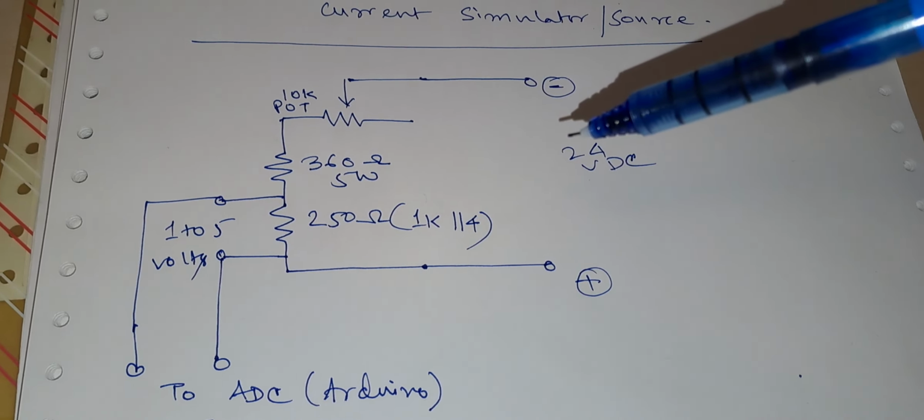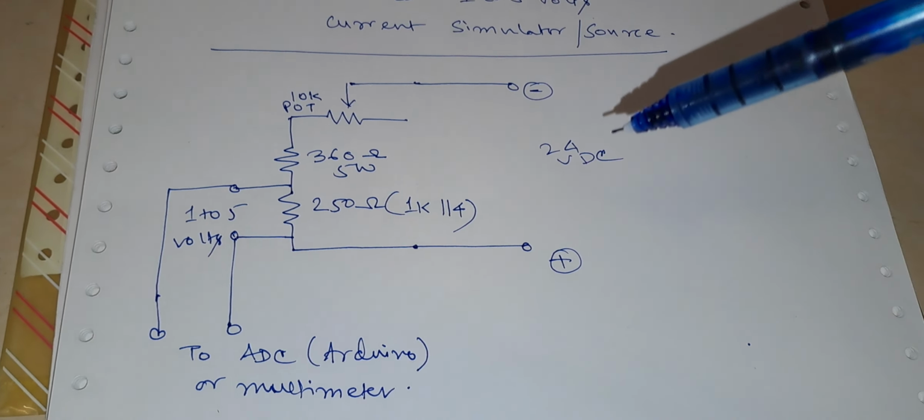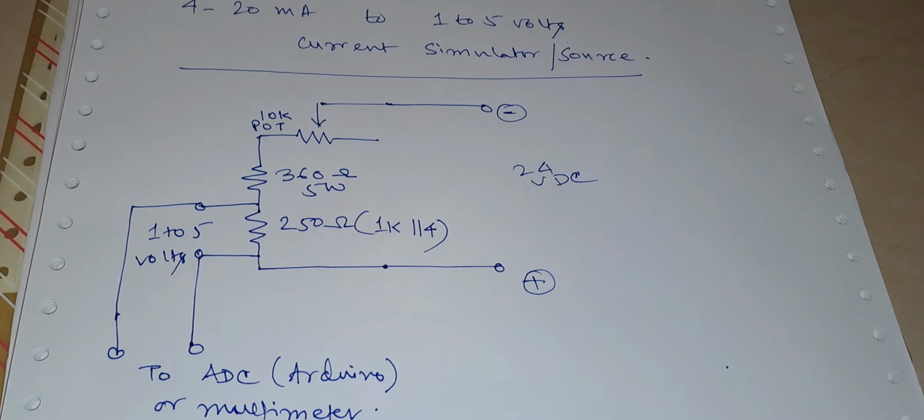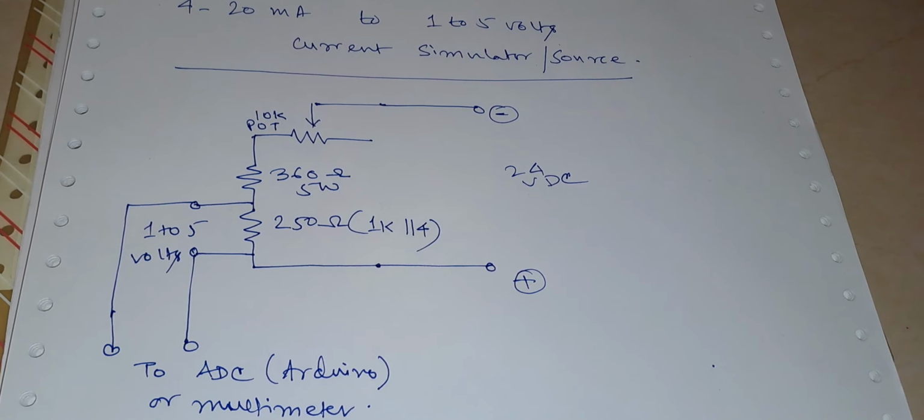So this is how a current simulator can be wired, and this is a practical, working circuit, and we can utilize it in industrial automation applications.